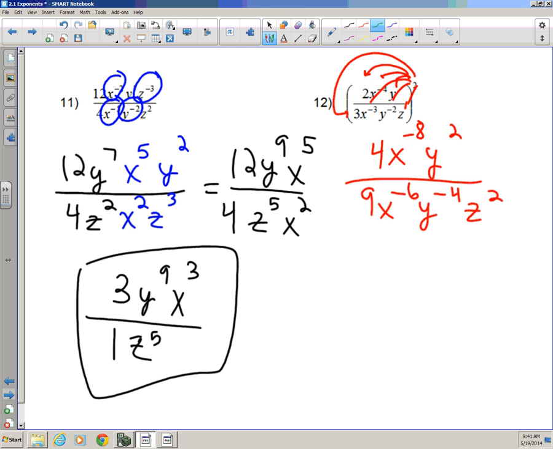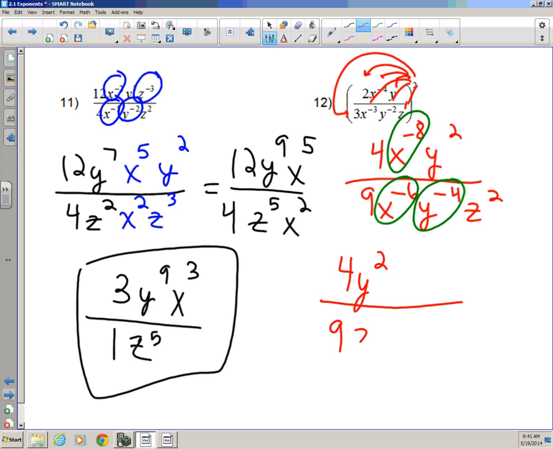Again, where are their negative exponents? Just here, x negative 8. Here, x negative 6, and here, y negative 4. So what doesn't move? On top, 4y squared. What doesn't move on the bottom? 9z squared.